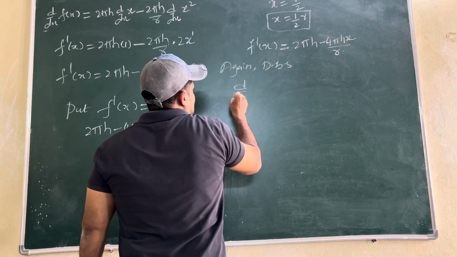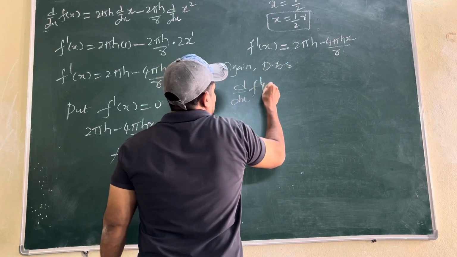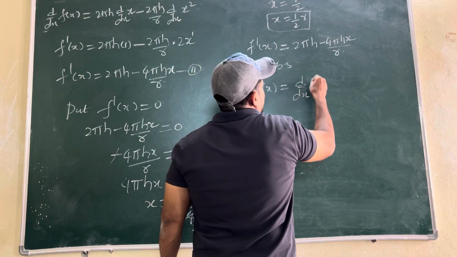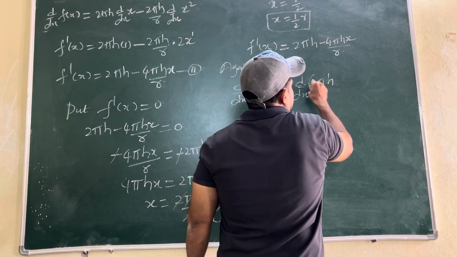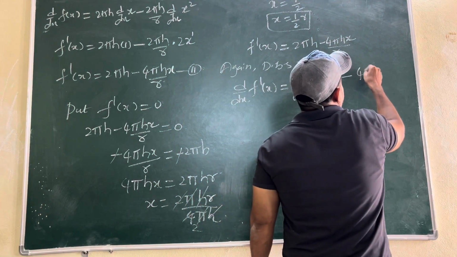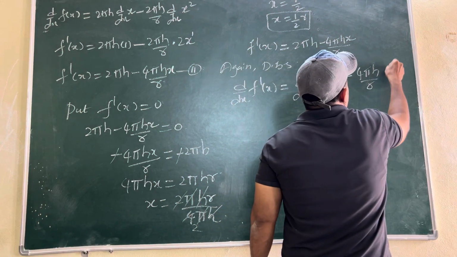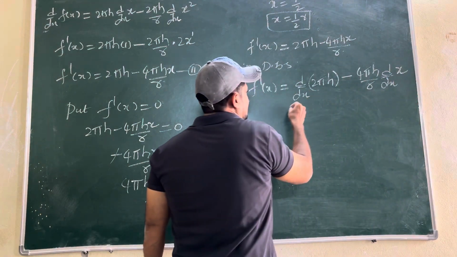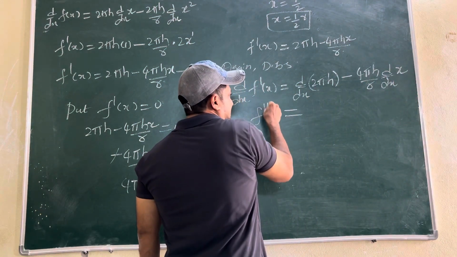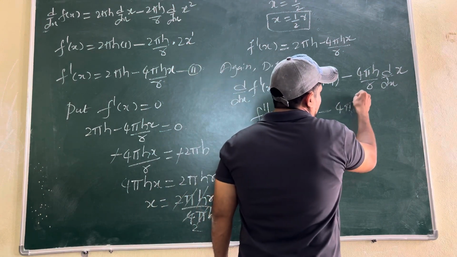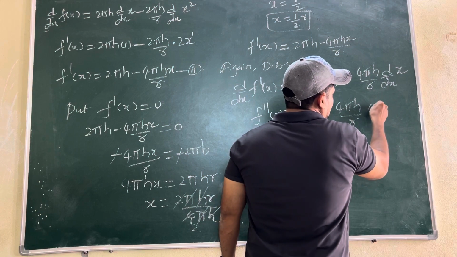So d by dx of f dash of x equals d by dx of 2 pi h, because the x term is not there, this total is a constant. Here the x term is there, remaining terms we have to take to the left side, outside of the d by dx, and differentiate x. This is 0. This is f double dash of x. This one is 0 minus 4 pi h by r into 1.